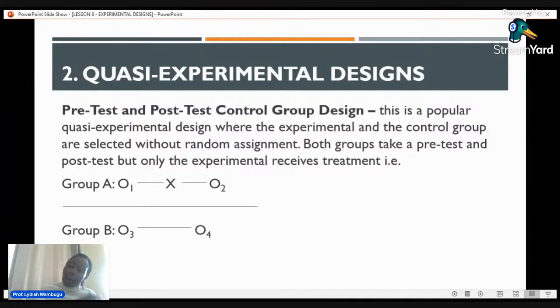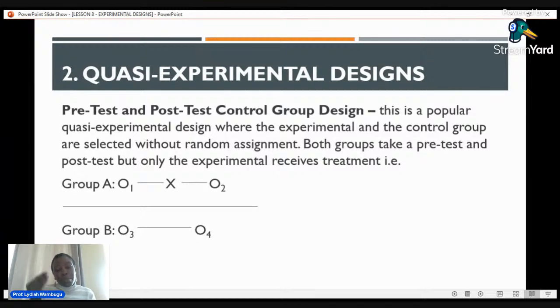Then the odd numbers represent pre-test. The even numbers represent post-test. So you are giving a pre-test to group A. Group A is the experimental group. Group B is the control group. So you give them a pre-test before. So you have measured group A and B, that is O1 and O3.